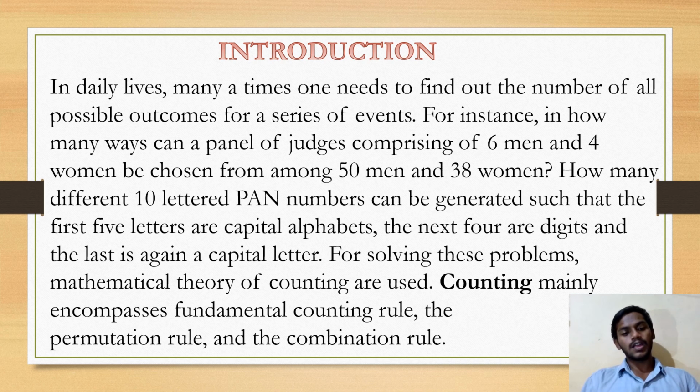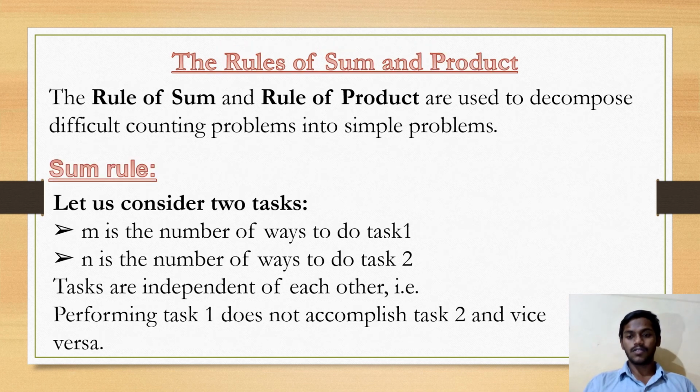Counting mainly comprises the fundamental counting rule, the permutation rule, and the combination rule. The rules of sum and product. The rule of sum and rule of product are used to decompose difficult counting problems into simple problems.